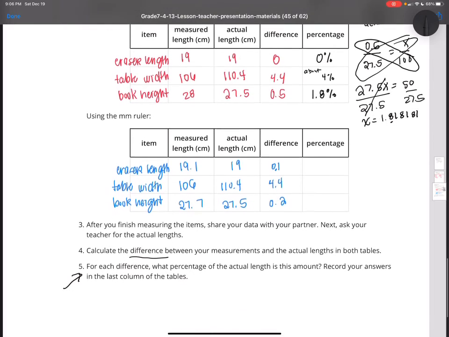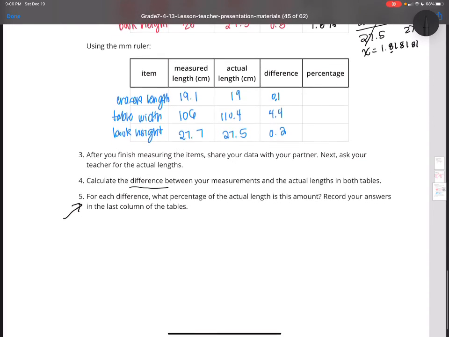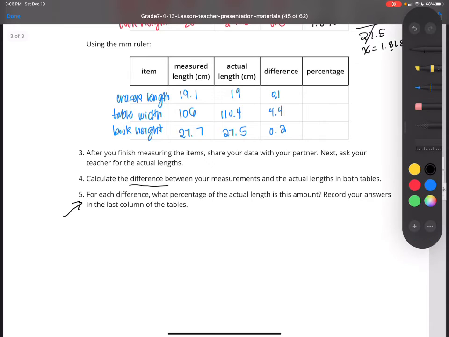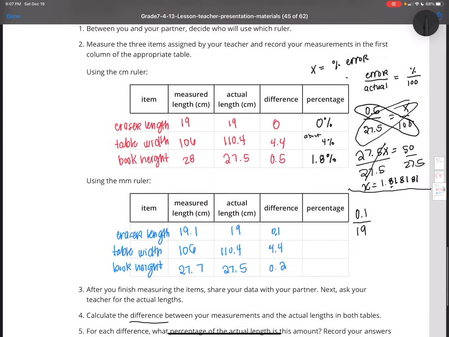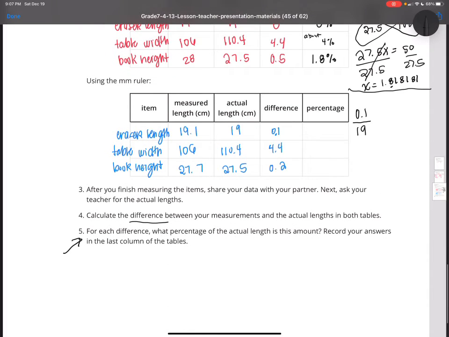So now moving on to the bottom portion, which is with the millimeter ruler. So I will also be annotating in black as well. So the difference for the first one, which is the eraser length, is 1/10. And I'm putting the actual over 19. Now keep in mind, I'm referencing back to this little setup I had. So, all right. So then it's going to be the percent error over 100.